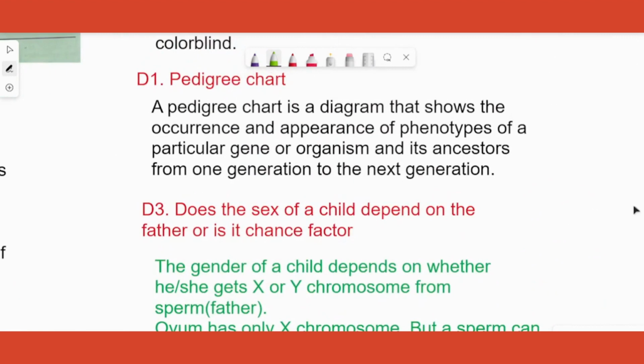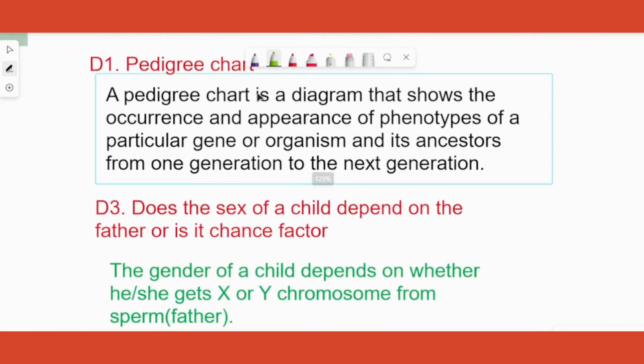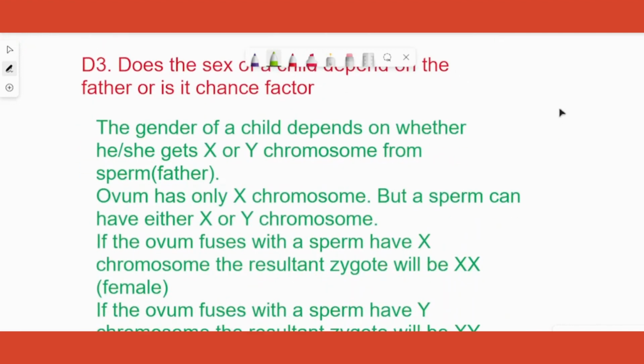Pedigree chart. What is meant by a pedigree chart? It's a chart or a diagram that shows the occurrence and appearance of phenotypes of a particular gene from one generation to another generation. How it is moving is also covered. So please write this sentence as such and study the answer as well.